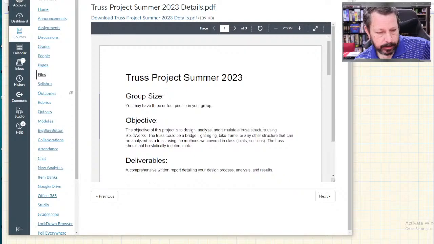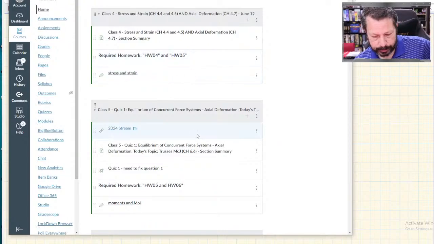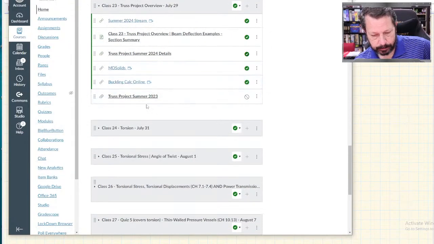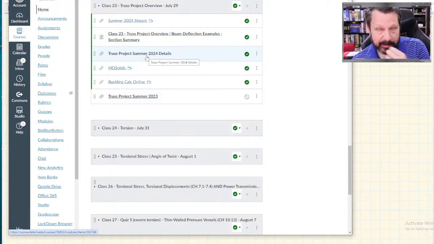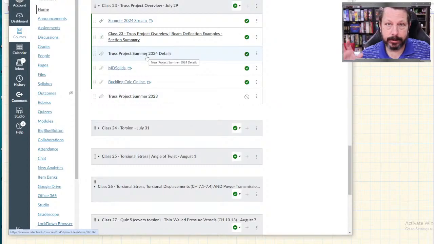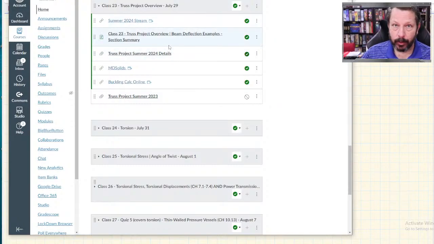So all of these are in this thing called Trust Project Summer 2024. When you look at it on the front page here, this little link right here is the one that has that PDF with all the instructions in it. And there aren't that many instructions. Basically, you pick a team of 3 or 4 people. You design and analyze, some of it you do by hand, but you also simulate it in a program like SolidWorks. And then you discuss your results. So make sure you read through what I want in the report format, because that'll give you all the little things you need to do.